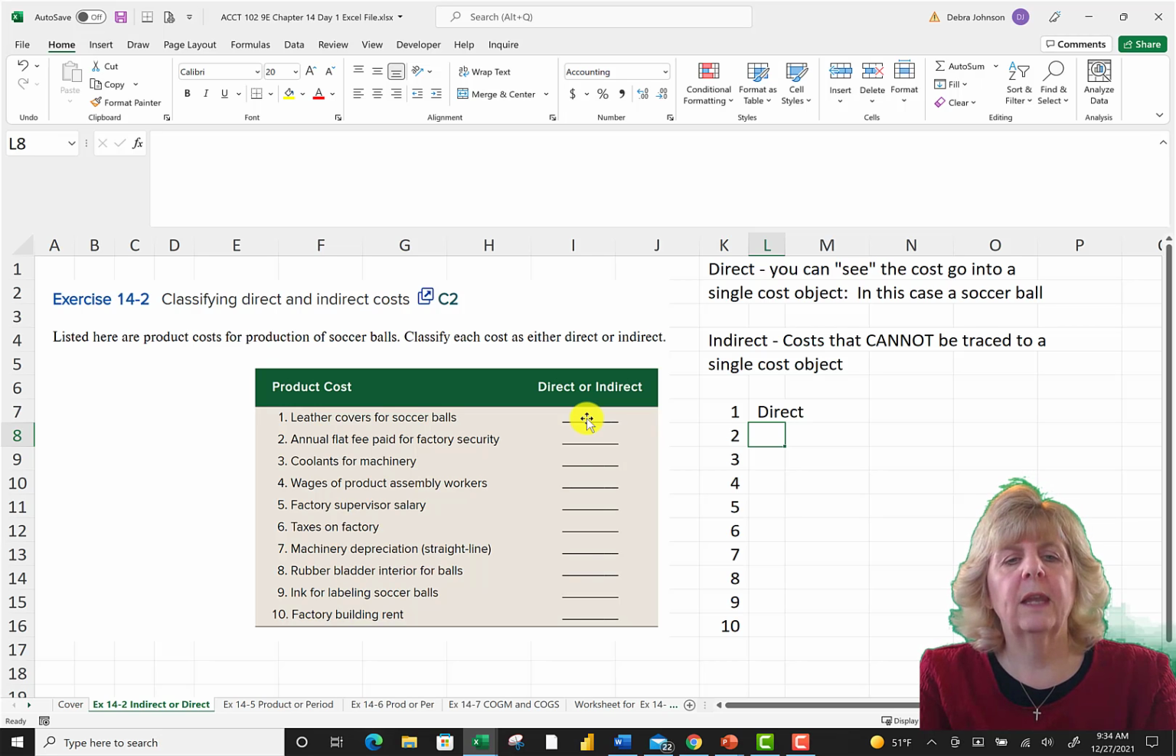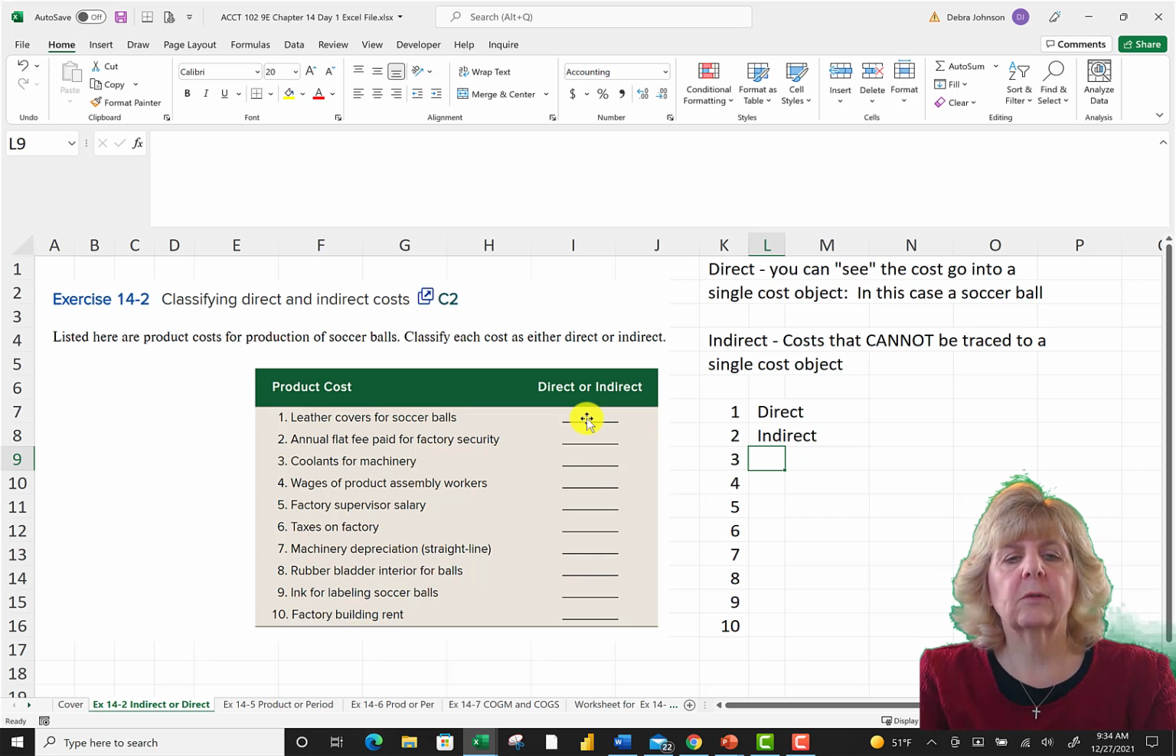Number 2, the annual flat fee paid for factory security. Okay, anything related to the factory is a product cost, but you can't see the security going directly into the soccer ball, so that would be an indirect cost of the soccer ball.